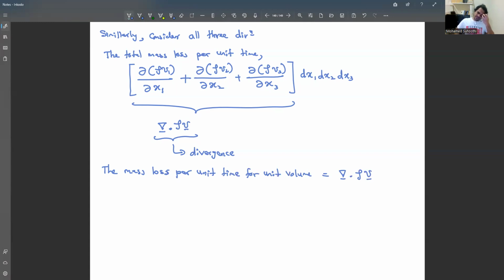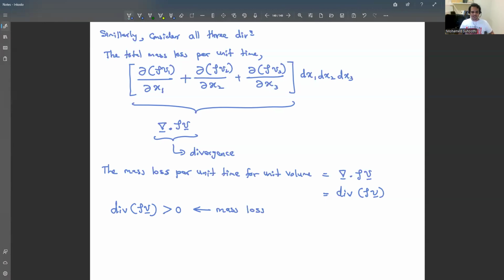Okay. So that means if divergence is positive, let's say this is the divergence of this one, if it is positive, that means mass loss, right? Mass loss is positive.